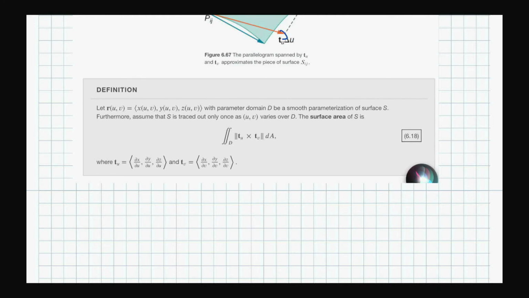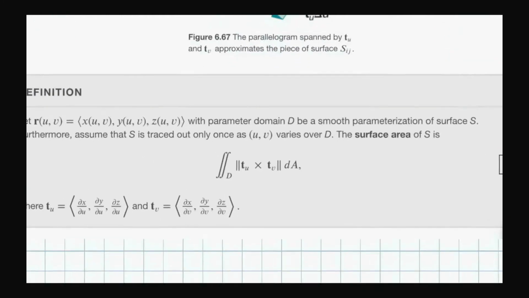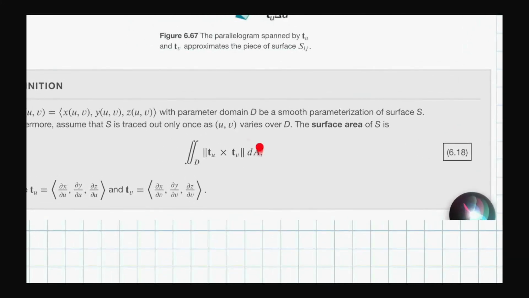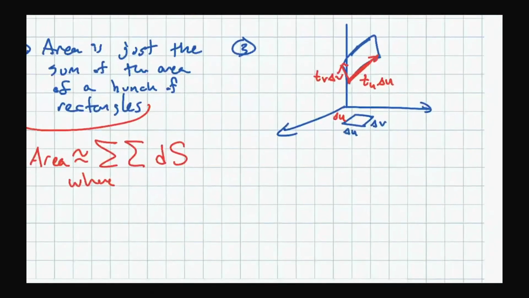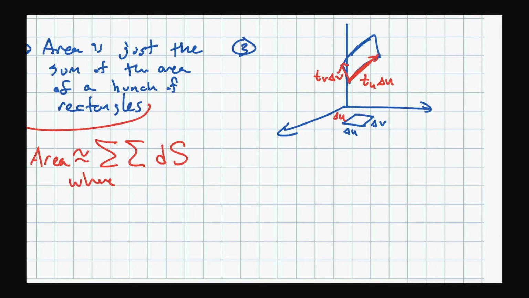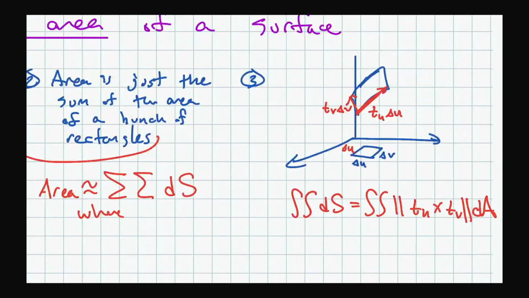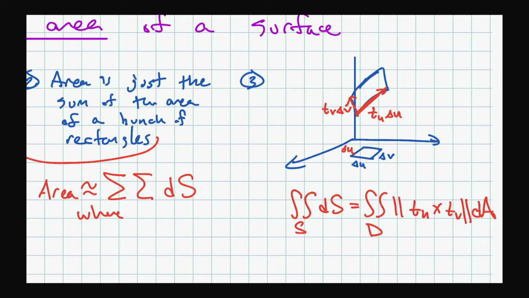Okay, point is that once you get down to it, our integral is going to be defined this way, where this entire thing here is your d capital S. So the double integral of dS is going to be the double integral of this thing, the magnitude of T_u cross T_v, dA. And then this is going to be some region in the xy plane. So this is just a regular double integral. This is a surface integral.